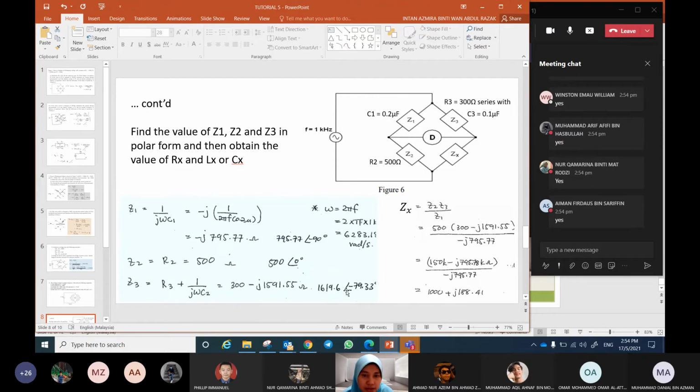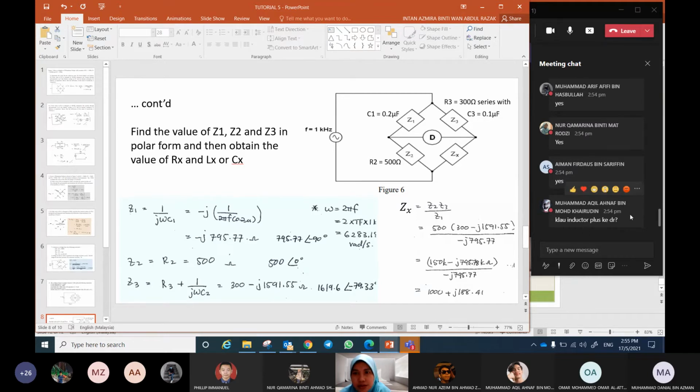And then in your polar form, your angle will be negative, meaning that it consists of a capacitor. For an inductor, if j is positive, then your equivalent Z3 must contain an inductor instead of a capacitor. So minus j always refers to a capacitor. Positive j always refers to an inductor.